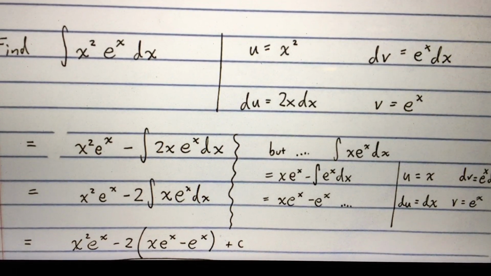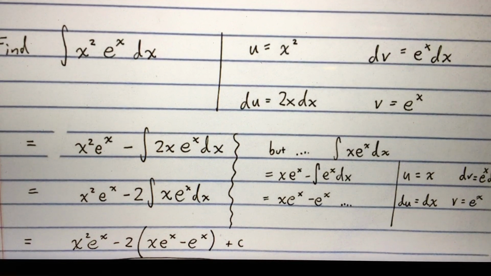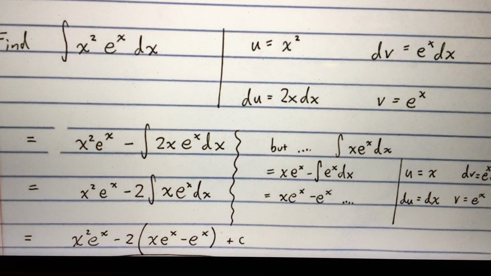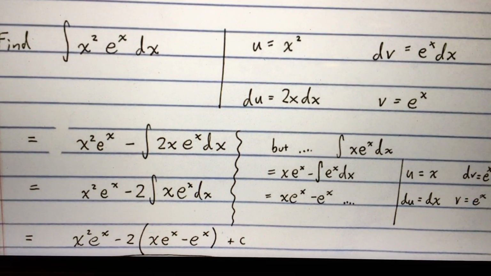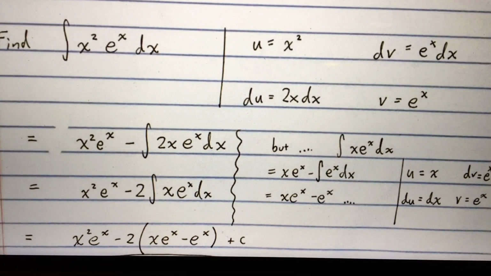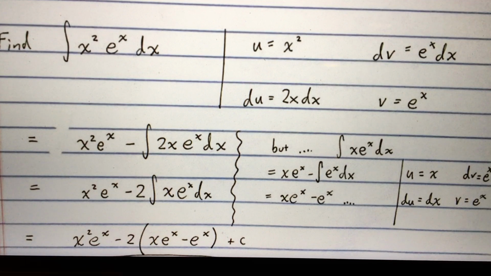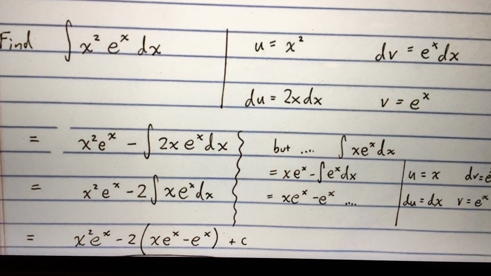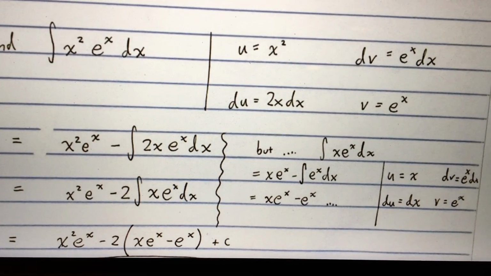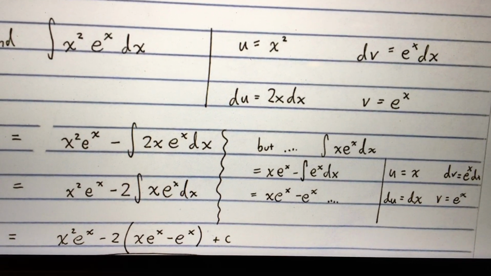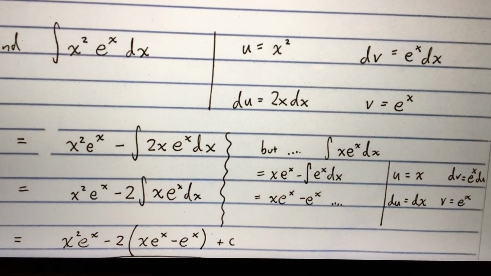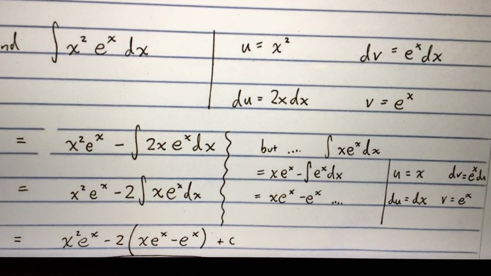Then put those back together, so I have u times v, x squared e to the x, minus the integral of v du, so that's the 2x e to the x dx. And I can simplify a little bit by pulling out the 2. x squared e to the x minus 2 times the integral of x e to the x dx. But the integral of x e to the x dx is not one that I know how to do right away. It's another integration by parts.